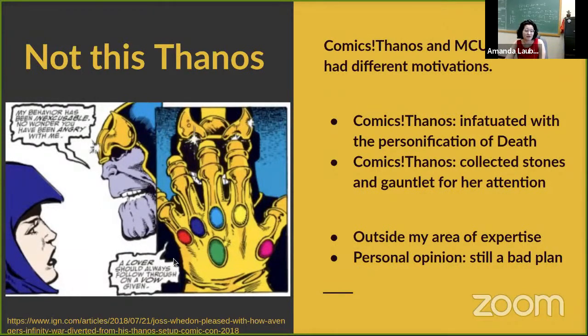Here's a couple of comic panels where Thanos is talking to Lady Death, and he's sort of apologizing to her. Then he very menacingly holds up his gauntlet and says he's going to do what he's supposed to next. In the comics, Thanos was infatuated with this personification of death, and he collected the Infinity Stones and used his gauntlet for her affection and attention. Assessing the motivations behind that particular plan is just outside my area of expertise. Thanos would be better evaluated by a relationship counselor in that situation. My personal opinion is that it was also a bad plan in the comics, but I don't have any professional credentials that would back that up.